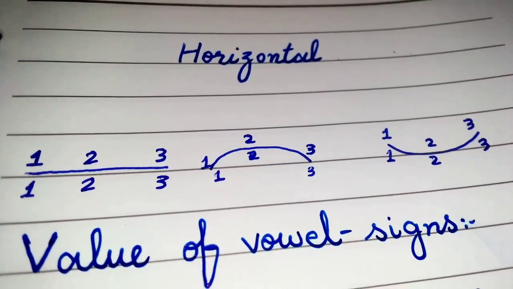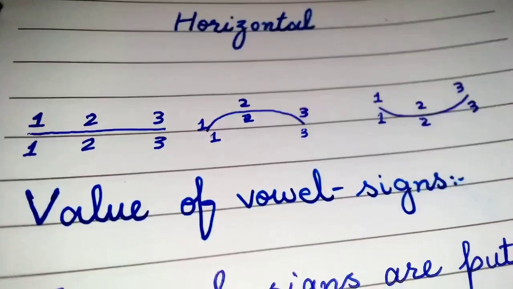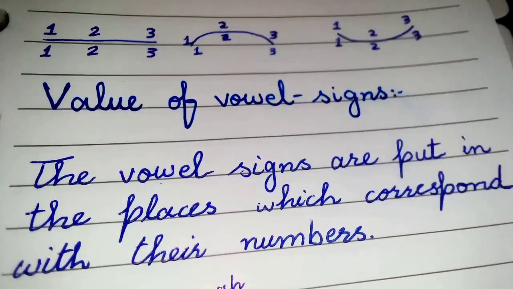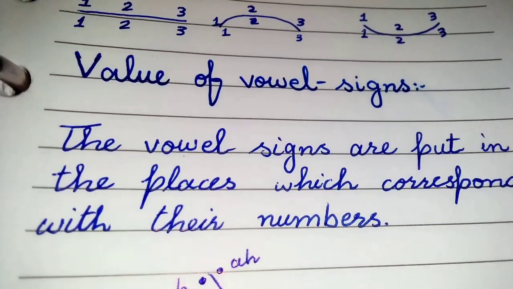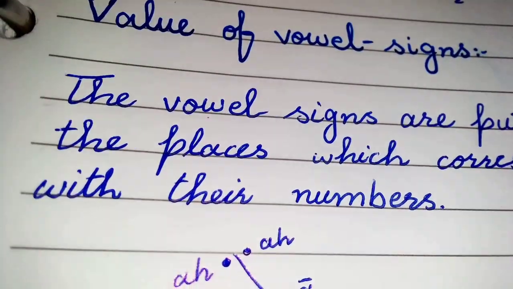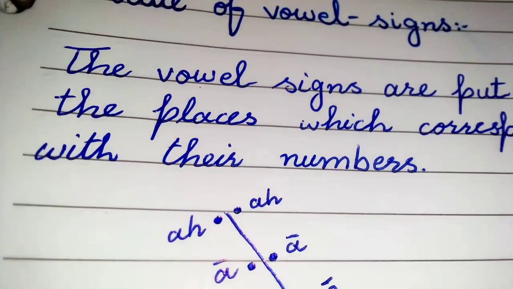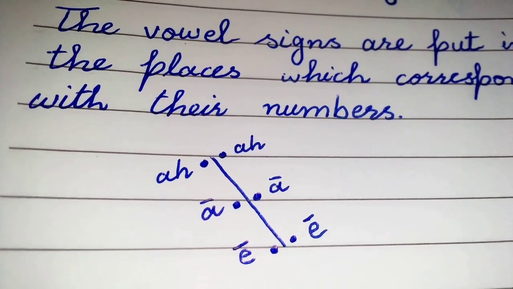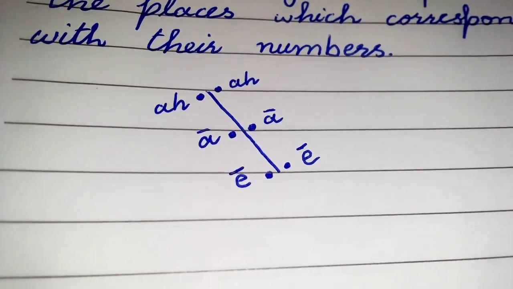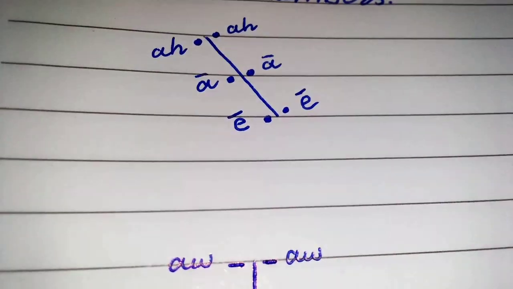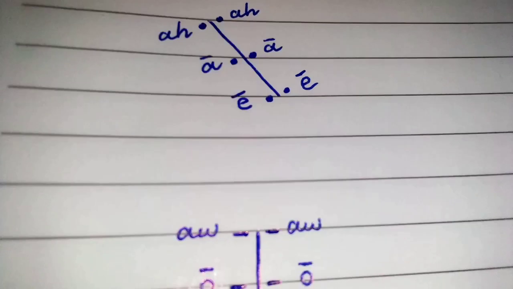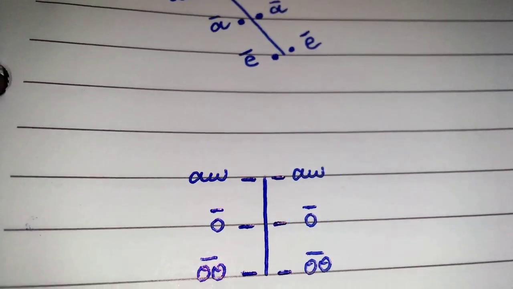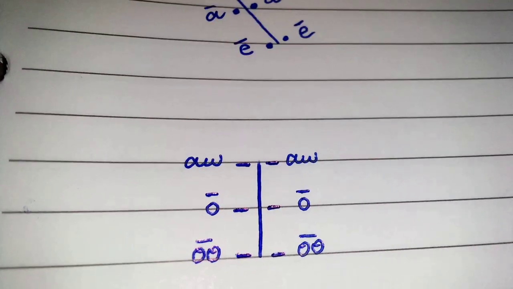Value of vowel signs. The vowel signs are put in the places which correspond with their numbers. A heavy dot in the first place represents the long vowel A, in the second place it represents the long vowel A, in the third place it represents the long vowel E. A heavy dash in the first place represents the long vowel OW. In the second place it represents the long vowel O, in the third place it represents the long vowel OO.